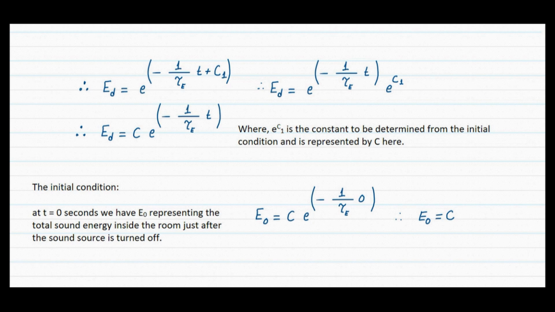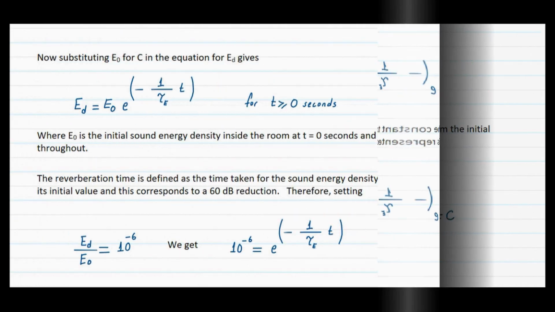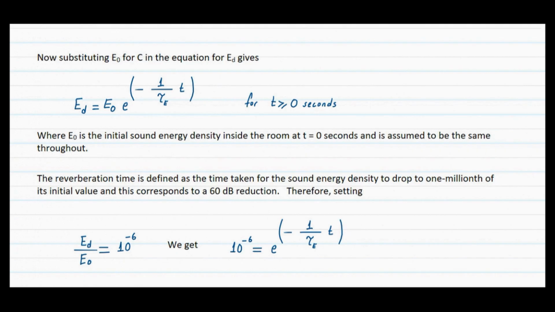And using the initial condition that at t equals 0 seconds, we represent the total sound energy in the room just after the sound source is turned off by E naught, we find that C is equal to E naught. Now, substituting E naught for C in the equation for E sub d gives E sub d is equal to E naught times e raised to the power negative t over tau sub e, where E naught is the initial sound energy density inside the room at t equals 0 seconds and is assumed to be the same throughout.